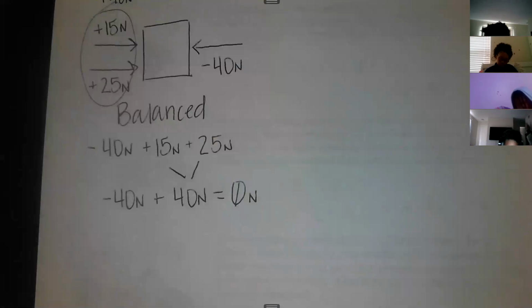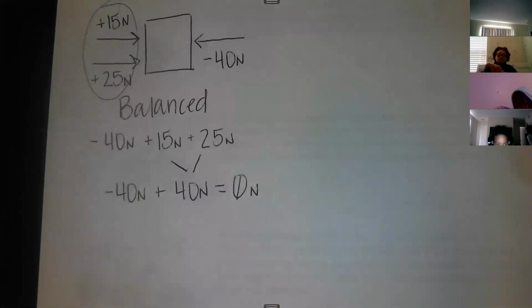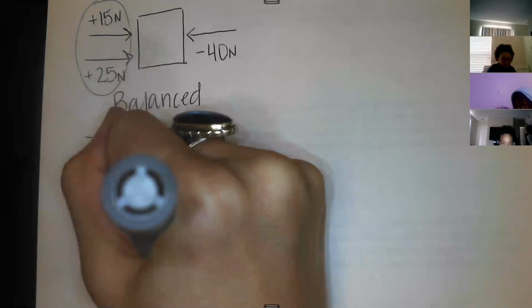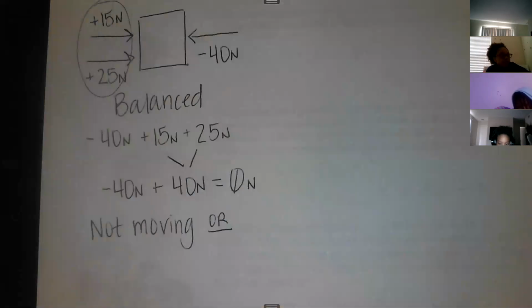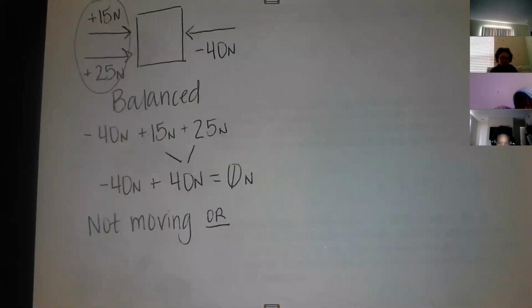Somebody tell me what that means about its motion. What does it mean about the box's motion if it's 0 newtons and balanced? Christian. It's not moving, or it has one other option, not moving, or it's what? Decelerating would mean negative force. Accelerating means positive force. It could also mean what, Emerson? Yeah, constant velocity, meaning it's moving at the same speed.